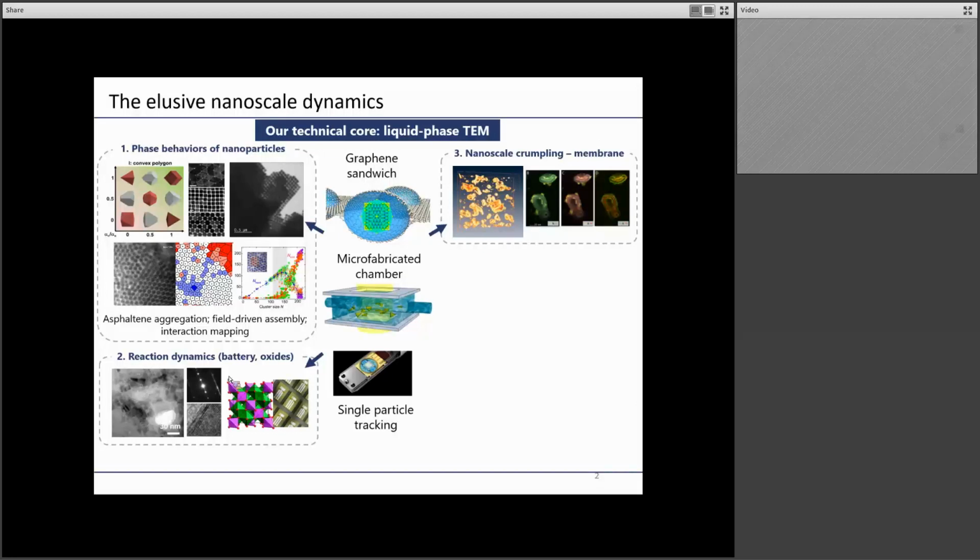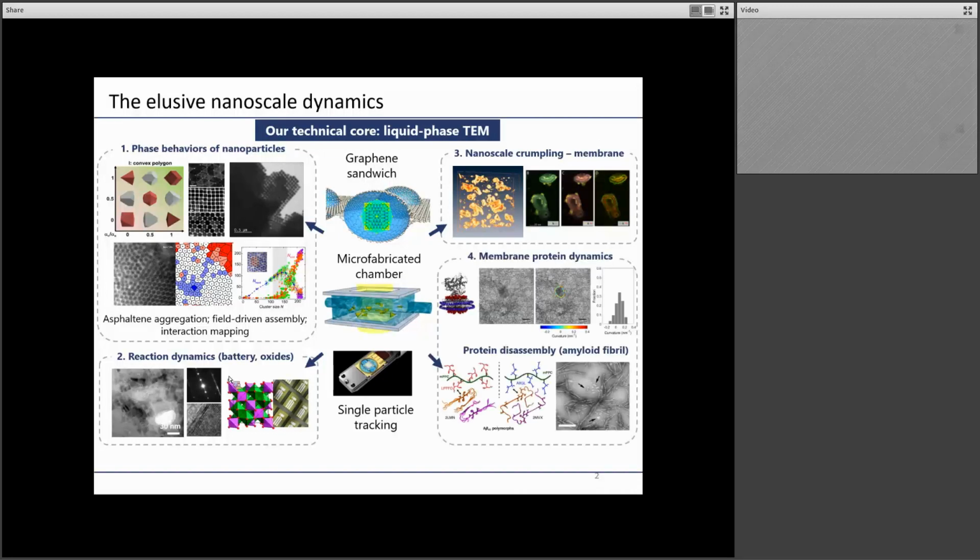And the last two examples are on proteins. We're able to see and track the fluctuations of single membrane proteins in liquids, as shown in this movie. We are also in the process of imaging biological self-assembly, such as the amyloid fibril formation, which is actually a very bad aggregation responsible for a lot of diseases. So I should comment, this list keeps evolving and expanding.